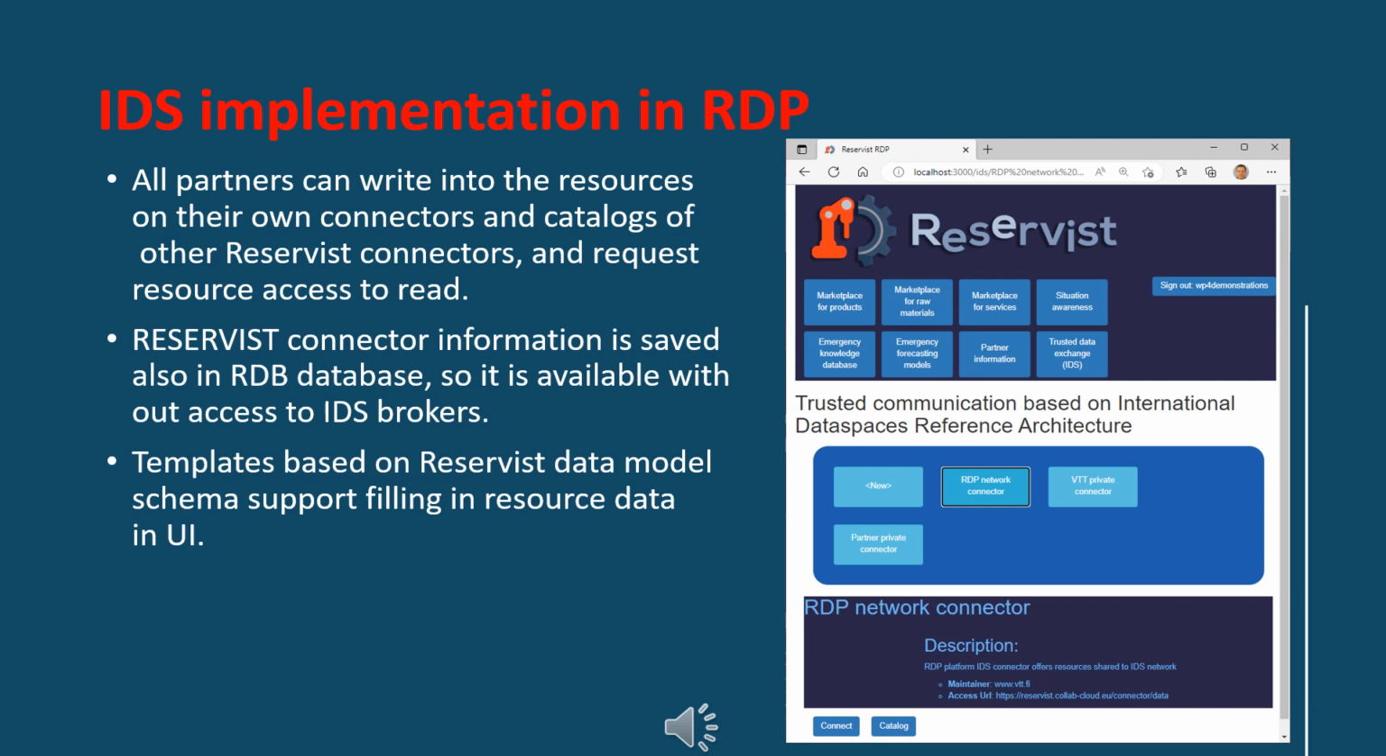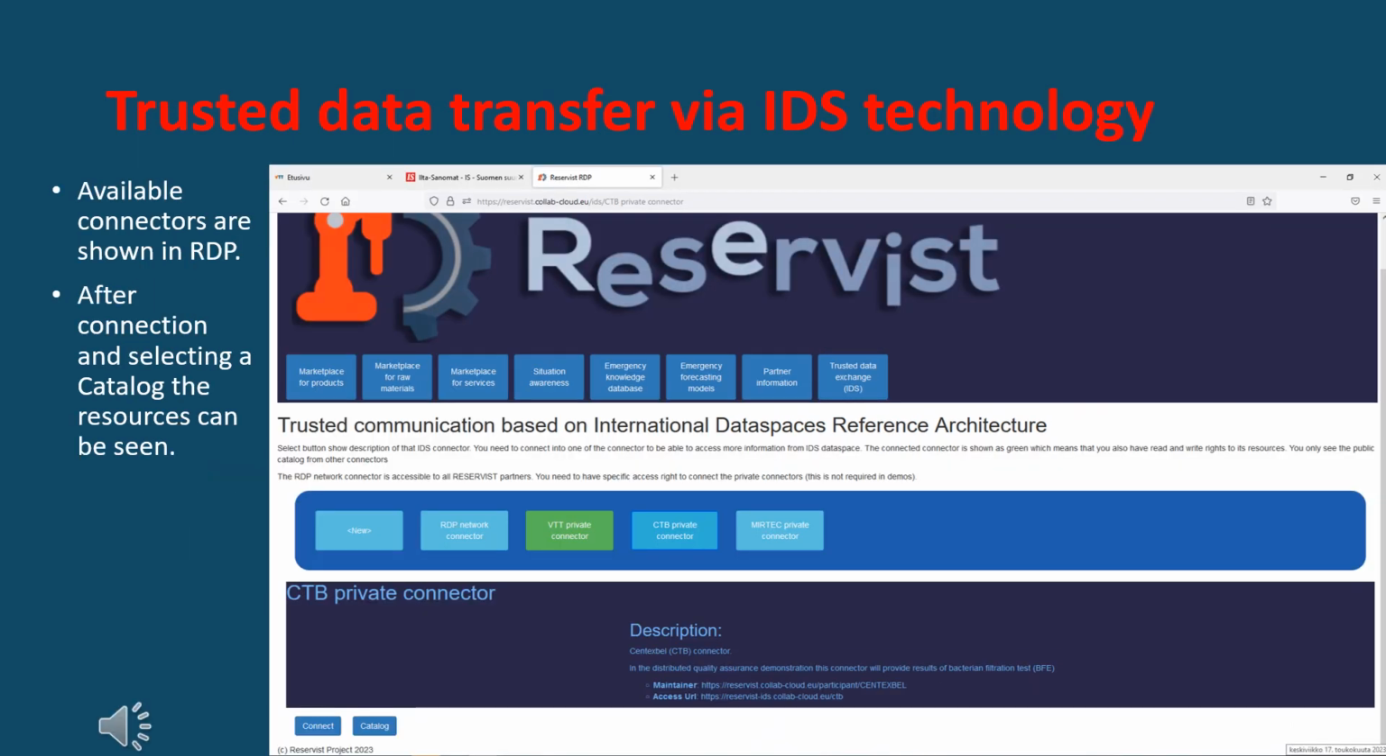Reservist data model schema is supported by JSON schema templates. They are used for generation of user interface forms that are used when data is written into resource data in JSON format. When going to the trusted data transfer service, available connectors are shown in RDP. You can connect to the desired connector, and then after selecting a catalog, the resources can be seen and written.